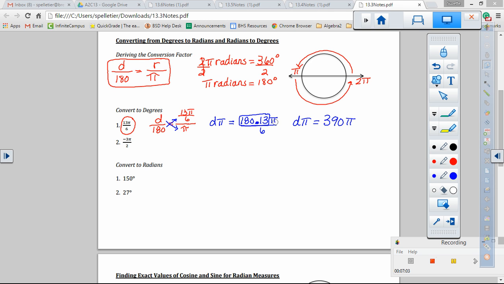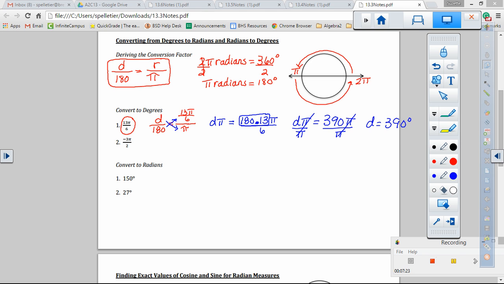Notice I leave the pi hanging out on its own. I calculate all the number part, and I leave the pi. Then to figure out how many degrees it is, we divide by pi. When you divide one side by pi, divide the other side by pi, and we get d equals 390 degrees.